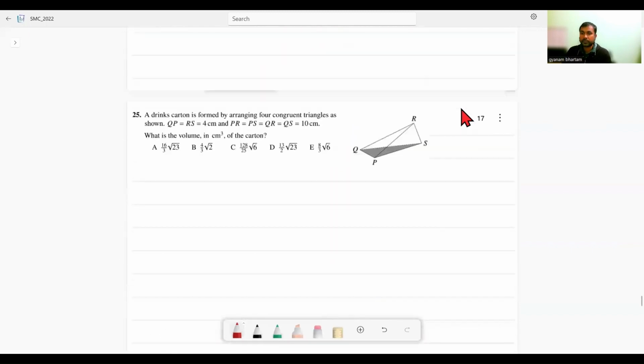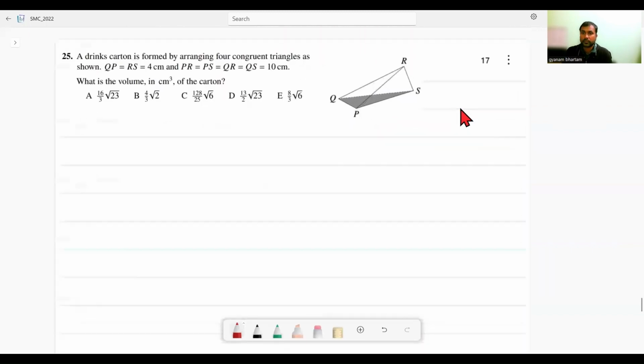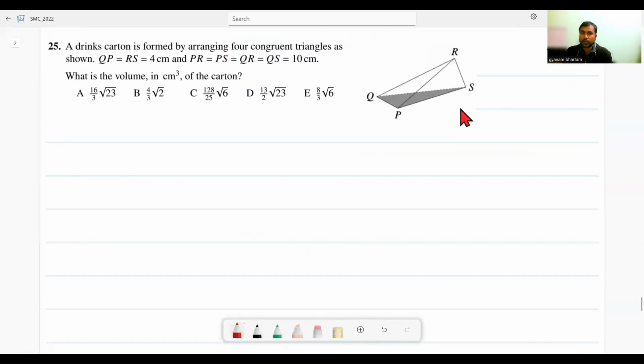Next question. A drink carton is formed by arranging four congruent triangles, and this is what is shown. This smaller side is 4, 4, and the larger sides are 10, 10, 10, and 10. We have to find the volume of this carton.